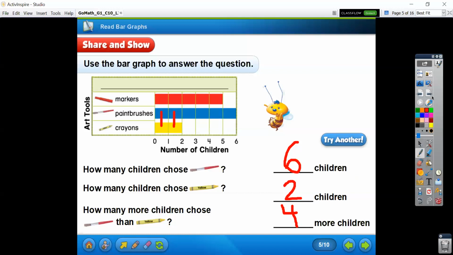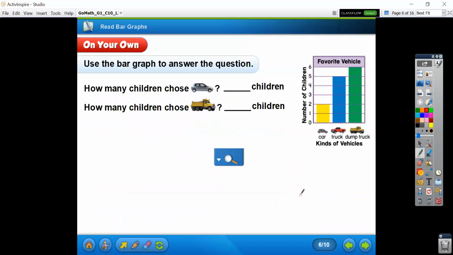Let's go to one more screen. Like I said when we started, a bar graph can actually go in a vertical form as well. Notice it's the same bar, but this time it's not going horizontal. It's going up and down in a vertical form. Let's see if you can answer this question on your own before I give the answer: how many children chose a silver car?